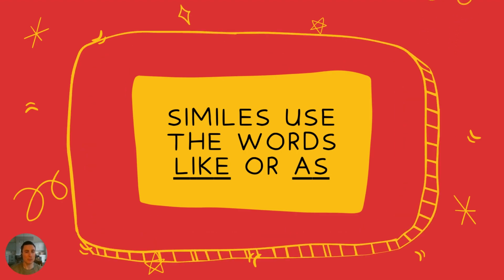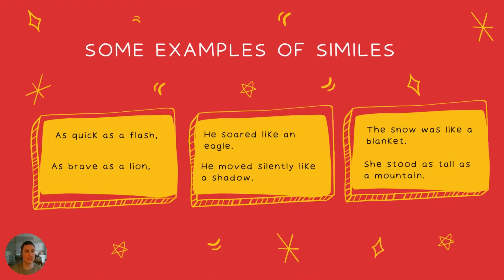So let's look at some examples of similes, and they can be used as sentence starters or in a sentence. So a couple of examples I've got as sentence starters are as quick as a flash or as brave as a lion. And you'll notice that there's a comma after my simile if it comes at the start of a sentence. Some other examples are he soared like an eagle or he moved silently like a shadow.